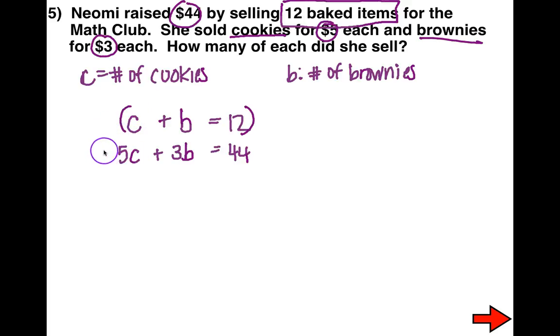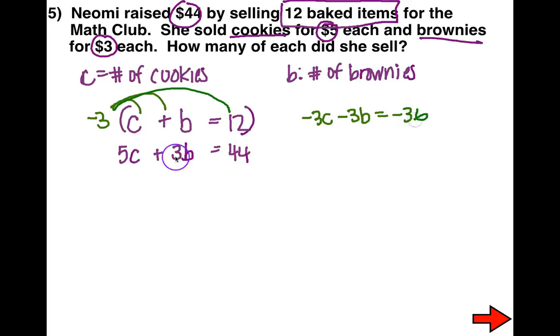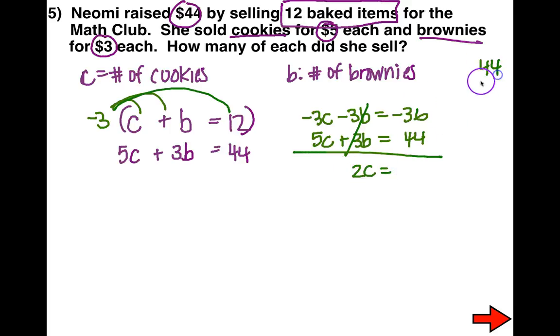Let's go ahead and multiply this first equation by -3 to eliminate the b's, leaving me with -3c minus 3b equals -36. Now this equation is going to stay exactly the same, so we're going to just write 5c plus 3b equals 44. Here the b's cancel out, leaving me with 2c equals, here I'm going to do some side work, 44 minus 36. Please never hesitate to do side work. You're less likely to make mistakes. So notice I didn't subtract here because 44 is a larger digit. It has to go on top.